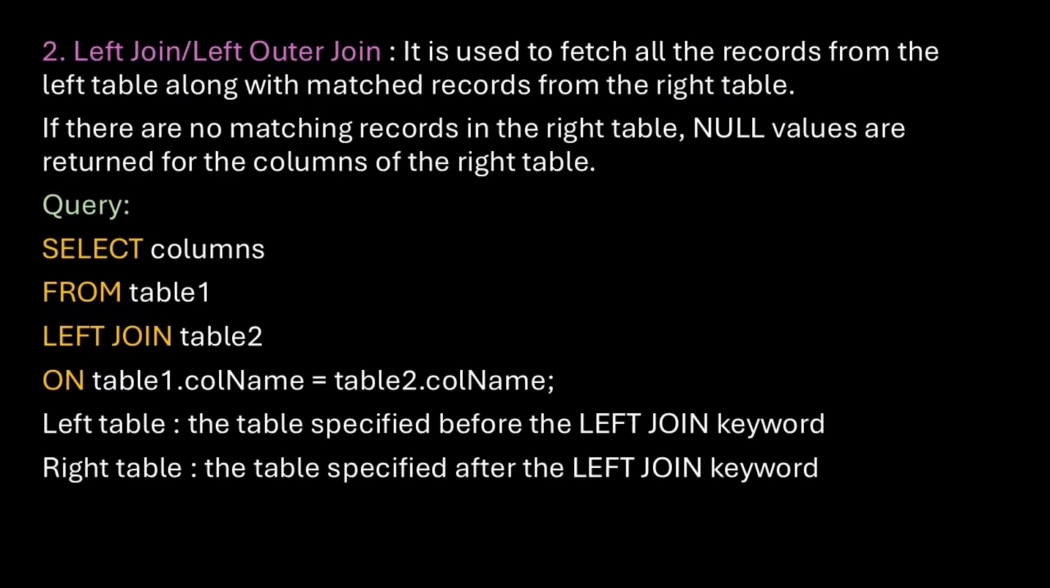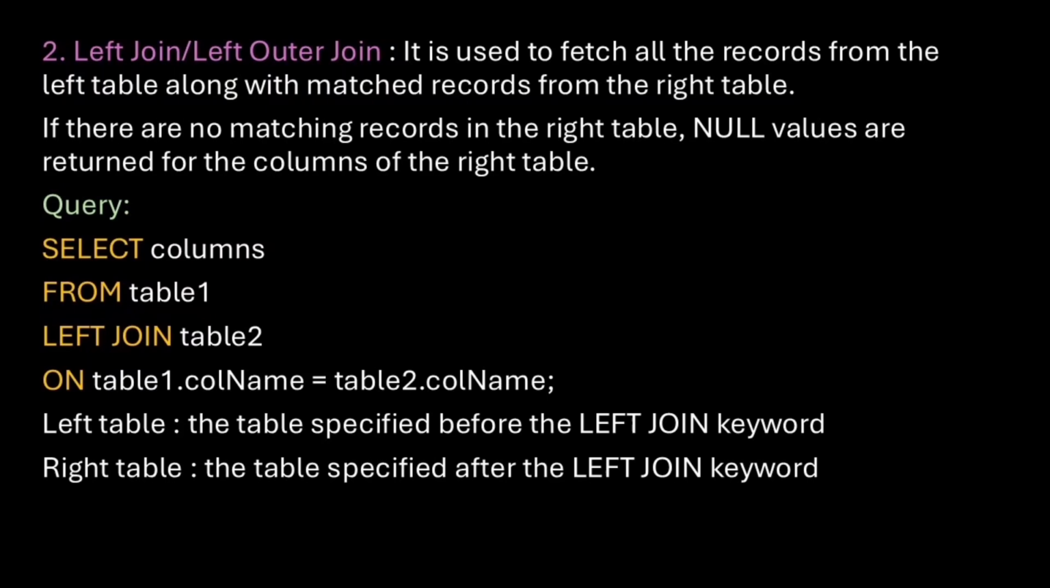The next type of join is left join or left outer join. It is used to fetch all the records from the left table along with the matched records from the right table. Consider that we have two tables, table 1 and table 2, where table 1 is the left table and table 2 is the right table. In the left outer join, we get all the details from the left table along with the values that are common between table 1 and table 2.